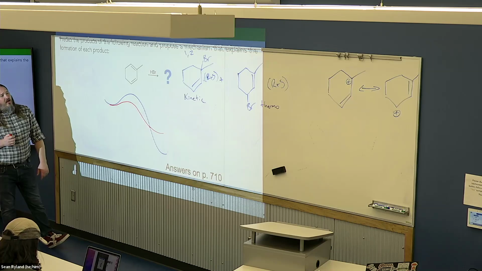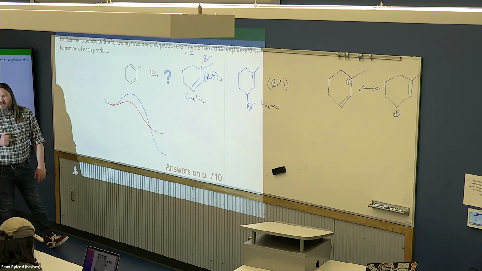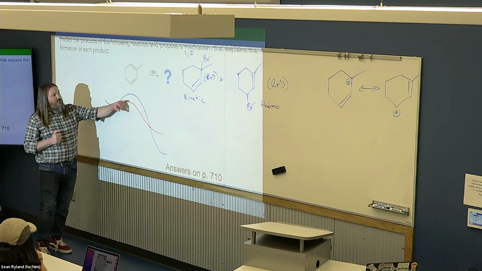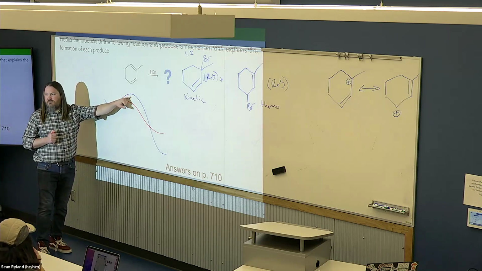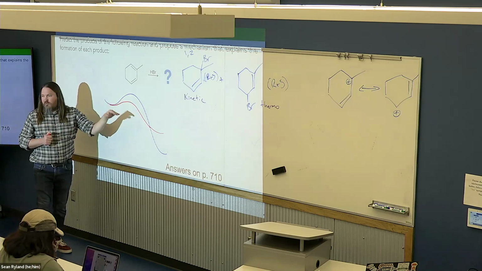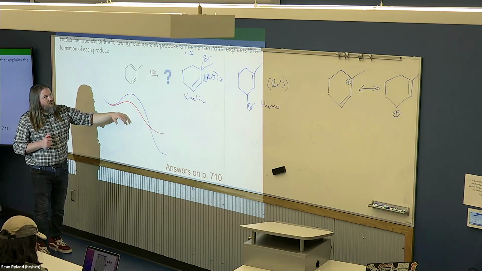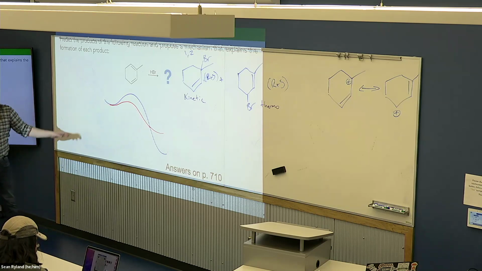So at low temperature, do we favor the kinetic product or the thermodynamic product? Kinetic product. At low temperature, not enough has energy to make it past this barrier. So you're limited to only going on the red pathway. So just think about that, it's like the most stable intermediate, thermodynamic, and kinetic is just the lower barrier. Correct.